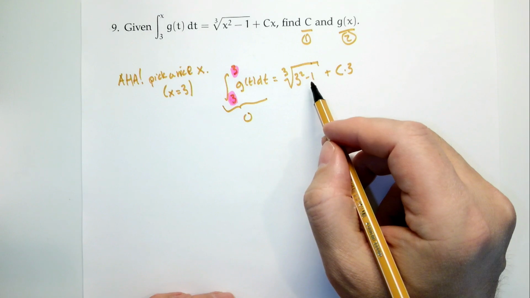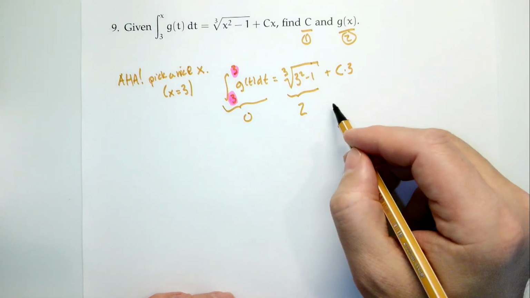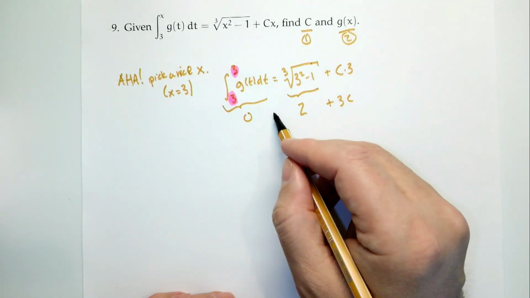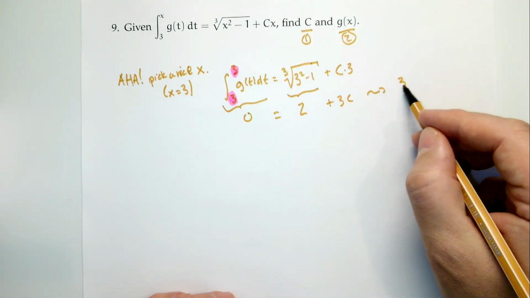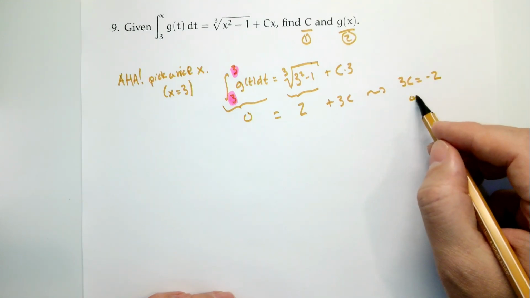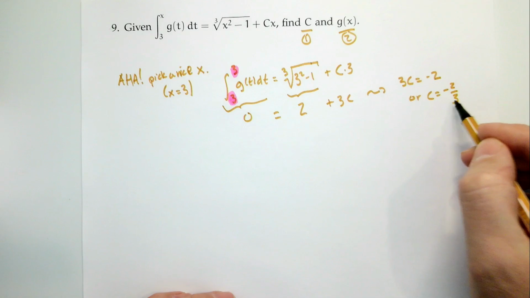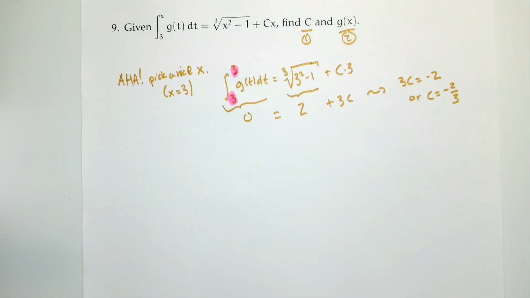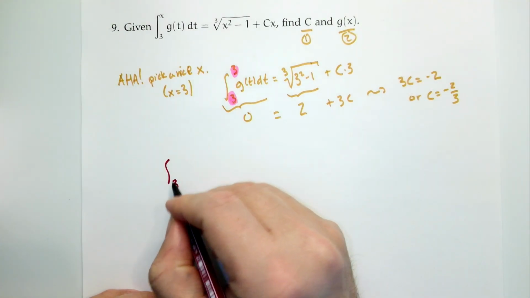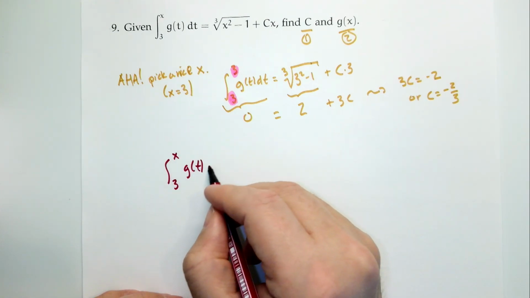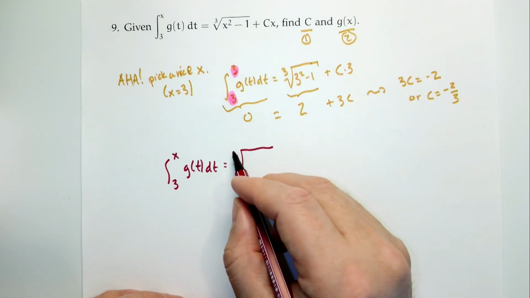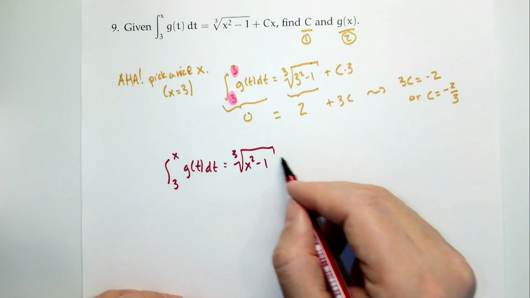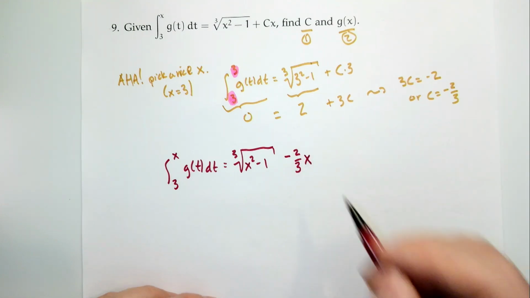9 minus 1 is 8, cubed root. This will be 2. And of course, c times 3 is 3c. So rearranging, we get 3c is negative 2, or c is negative 2/3. All right, so now we know what c is. C is negative 2/3. So let's update what we have. We have the following, namely that the integral from 3 up to x of g of t dt is the cubed root of x squared minus 1 minus 2/3 x.